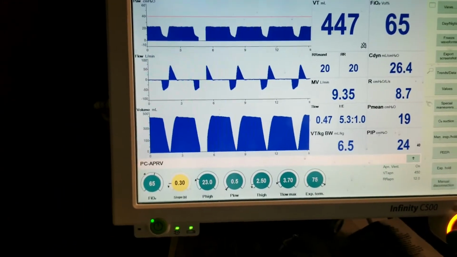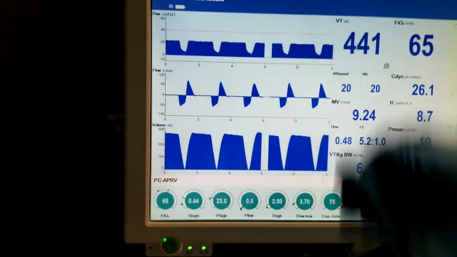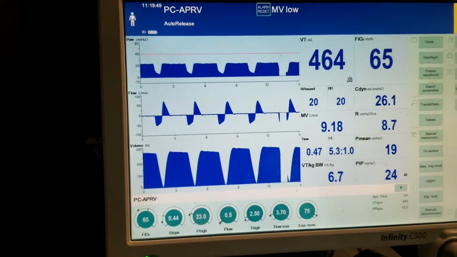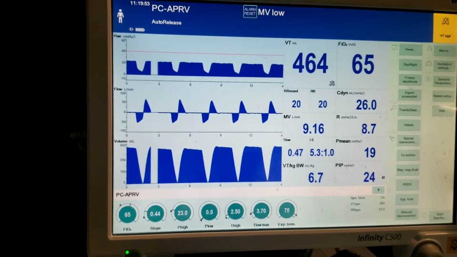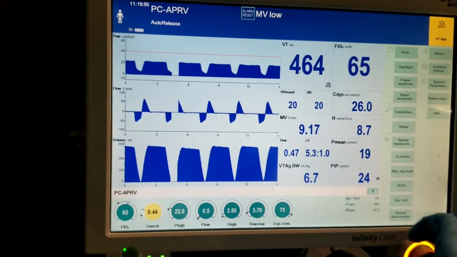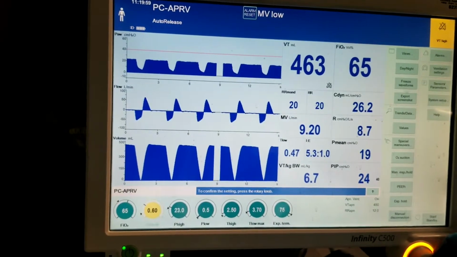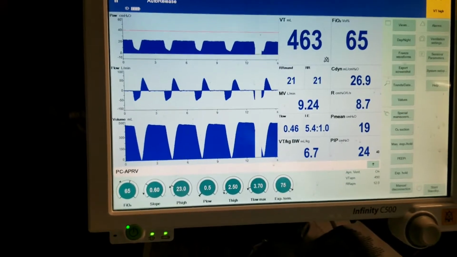Now, if you start to increase the slope, very often you're going to have an increase in your minute ventilation. So what's cool is I was able to drop it from 25 to 23, and by readjusting the slope, I'm also able to have the same tidal volume that I was getting with 2 centimeters of water less.